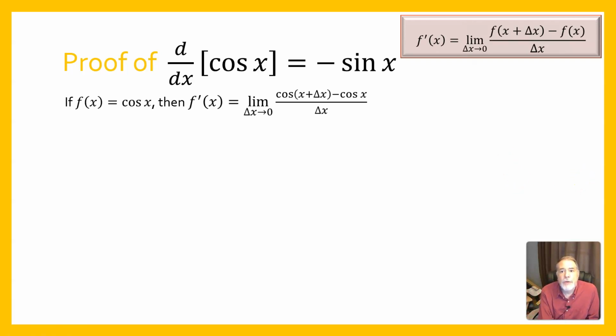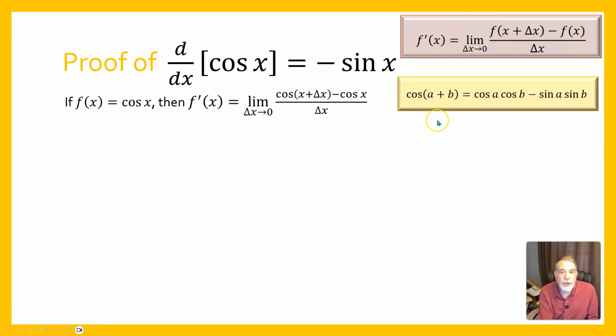So here we go. If we just use the definition on the function cosine of x, it tells us that the derivative of that function should be the limit as delta x approaches 0 of that function, but with x plus delta x in place of x, so the cosine of x plus delta x, minus that function just of x, cosine of x, all over delta x. So there's our difference quotient.